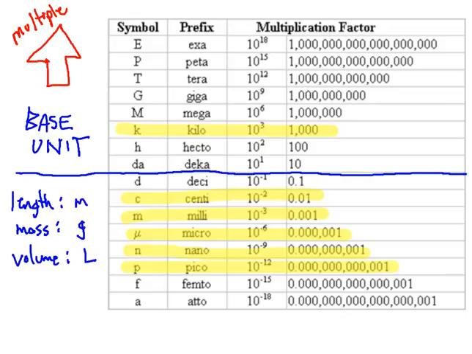If we're looking above the blue line in the chart, these are the prefixes that denote multiple base units. For instance, kilometer would be 1,000 meters. Below the blue line, all of these prefixes are a fraction of the base unit. For instance, a centimeter is 1/100th of 1 meter.